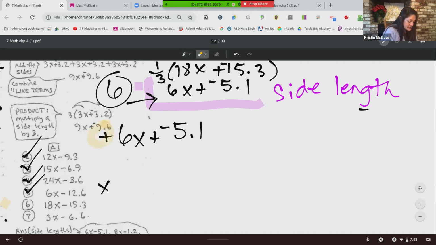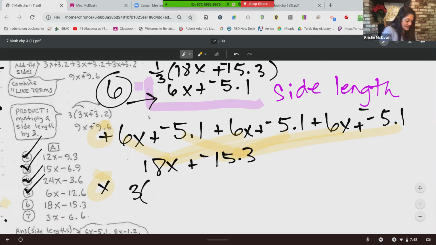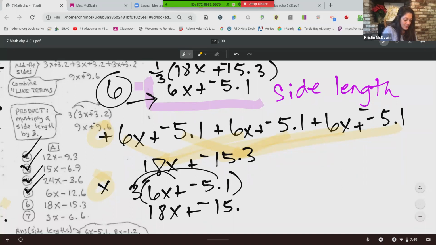Let me circle these. There's once, twice, and 3 times. Combine like terms. Gives us our original 18x plus negative 15.3. Do it with multiplication. 3 sides times our side length of 6x plus negative 5.1. Distribute those gives us 18x plus a negative 15.3.